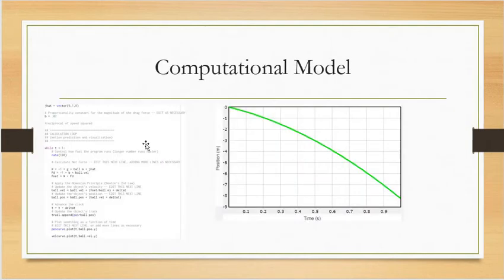The computational model. According to the computational model, I found out that the drag force actually causes the velocity to stagnate after a certain point. And in this scenario, we used a constant drag force.